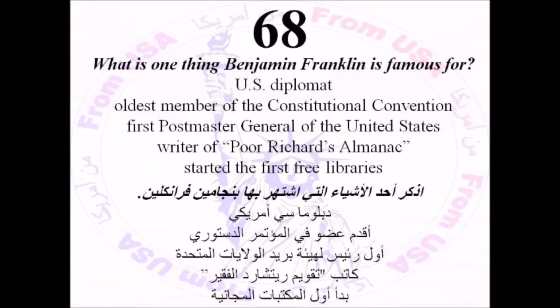68. What is one thing Benjamin Franklin is famous for? He was a U.S. diplomat. He was the oldest member of the Constitutional Convention. He was the first Postmaster General of the United States. He wrote Poor Richard's Almanac. And he started the first free libraries.